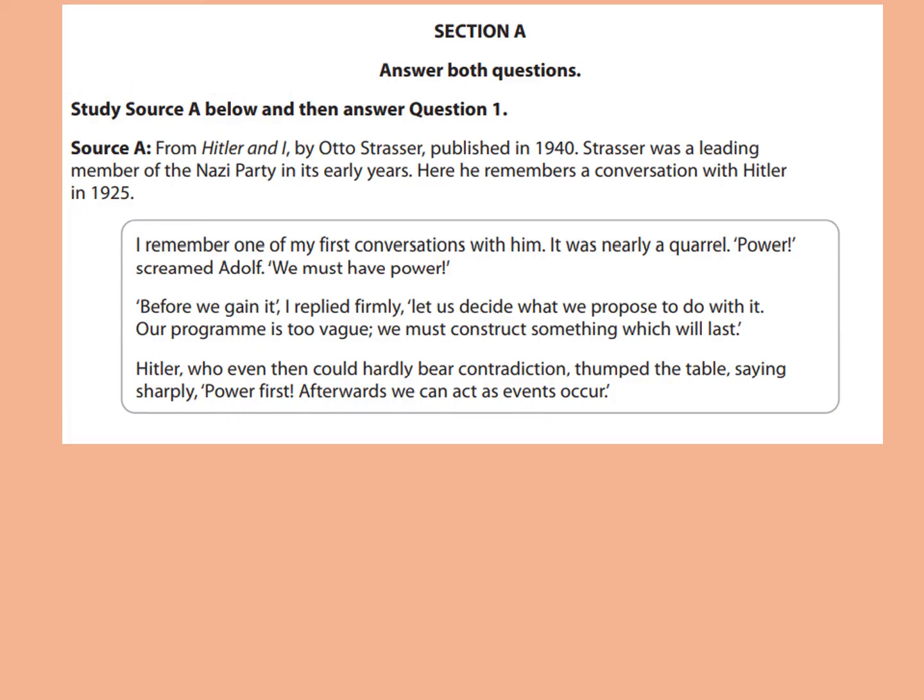Source A, From Hitler and I by Otto Strasser, published in 1940. Strasser was a leading member of the Nazi Party in its early years. Here he remembers a conversation with Hitler in 1925.